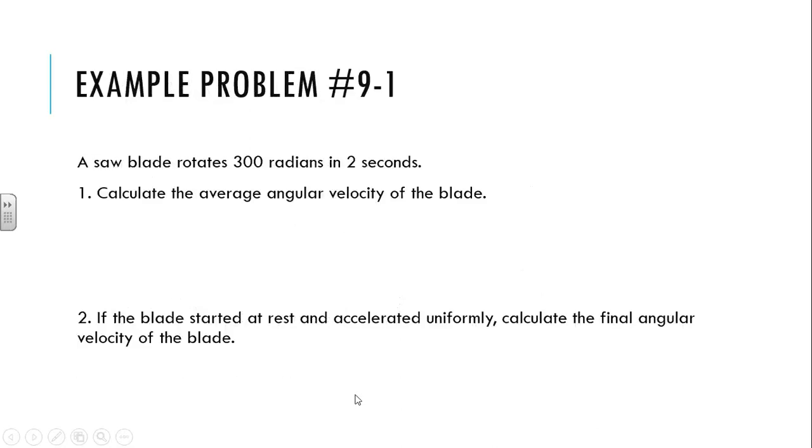So let's do a quick example problem. Let's say we have a saw blade and it's going to rotate 300 radians in 2 seconds. We want to calculate what the average angular velocity of the blade is. The easiest way to do that is angular displacement over time, 300 divided by 2, 150 radians per second.